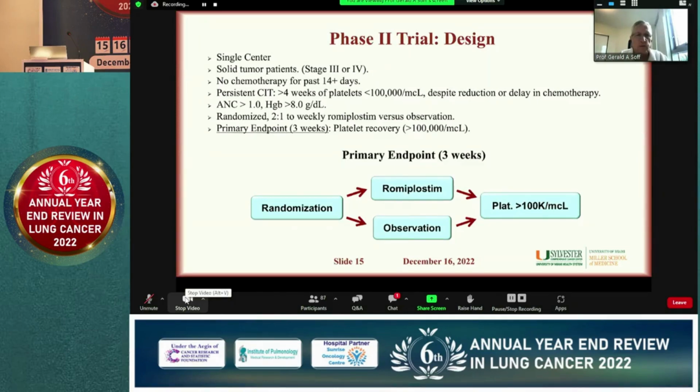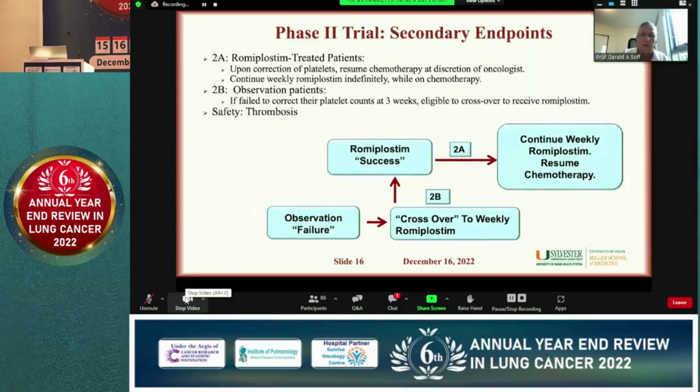And the patients were randomized 2-to-1 to Romiplostim weekly, titrated, versus observation. So it was open label. The primary endpoint was to correct the platelet count to over 100,000. One of the things we did, since this is open label, these are patients whose lives depend upon being able to tolerate and get the therapy, so we built in a crossover. A patient who was randomized to observation would not stay on the study if they were basically not going to get it. So after 3 weeks or failure of their platelet count to recover, they were eligible to cross over and get Romiplostim, and then we followed them like everyone else.